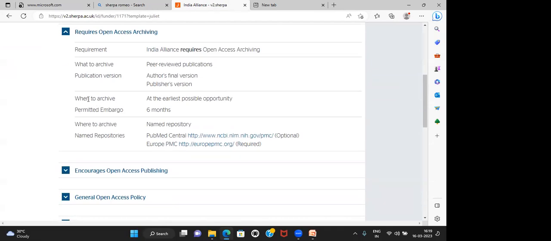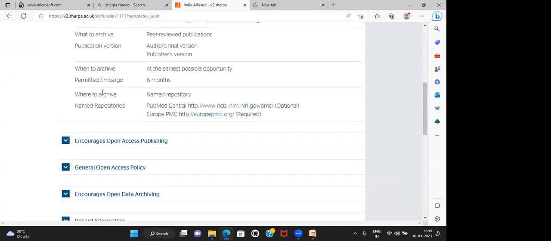and when to archive: at the earliest possible opportunity. And where to archive: a named repository, not the institutional repository. And the named repositories they mention here are PubMed and Europe PMC. So this is required. Europe PMC is mandatory, it is required, and PubMed is optional.